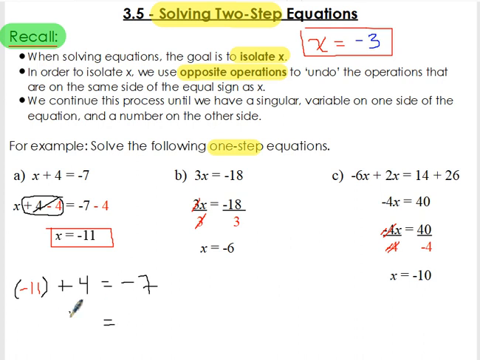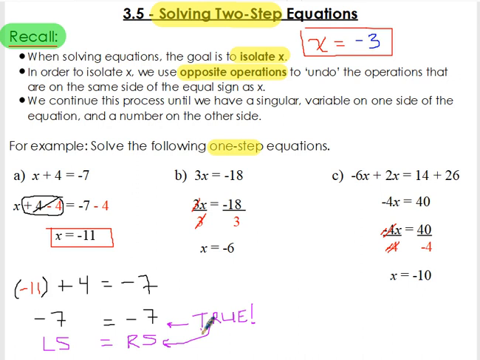Watch what happens. Negative 11 plus 4 is negative 7. And then on the right side, we also have negative 7. So now it looks kind of weird: negative 7 on one side and negative 7 on the other. However, when the left side of the equation is equal to the right side of the equation, that is a true statement. And when math screams true statement at you, like negative 7 equals negative 7, math is telling you that you've done something correct.